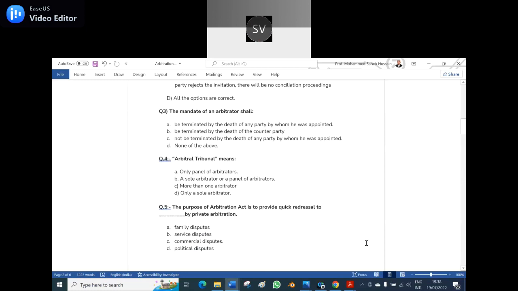And next question, fifth one. So more than one. Okay. A sole arbitrator or a panel of arbitrators? Option B is the correct.